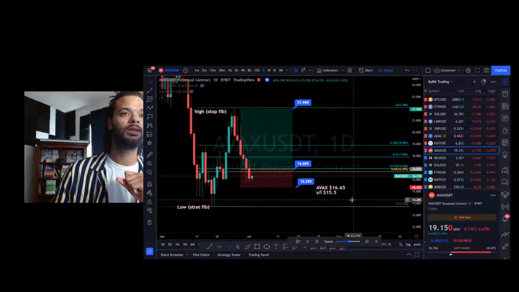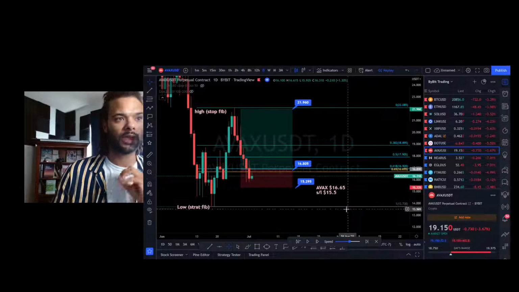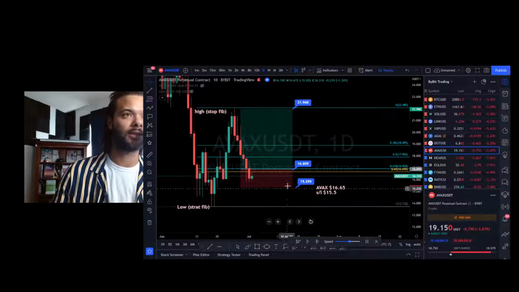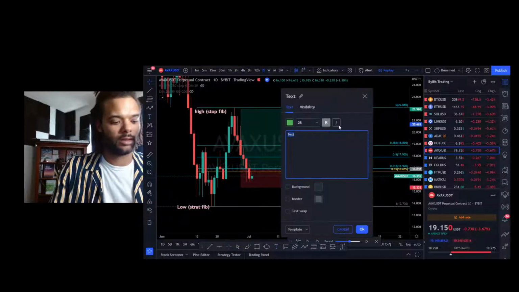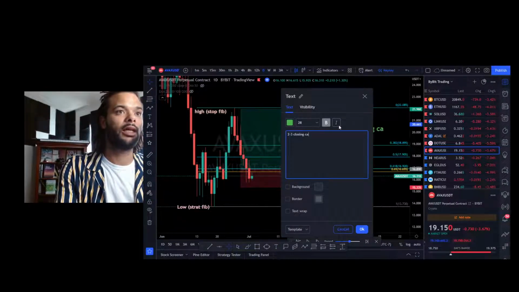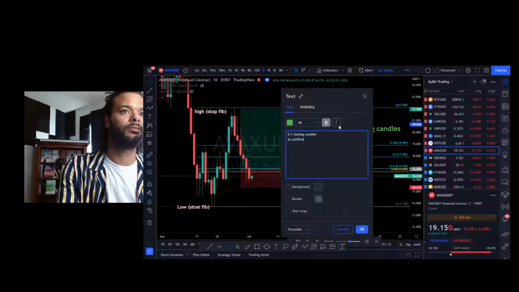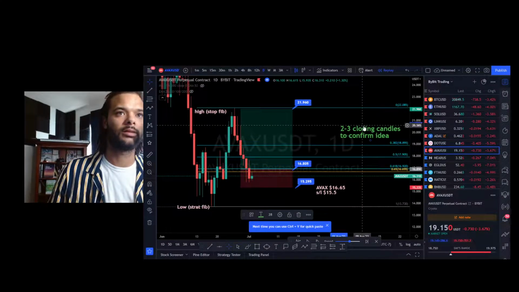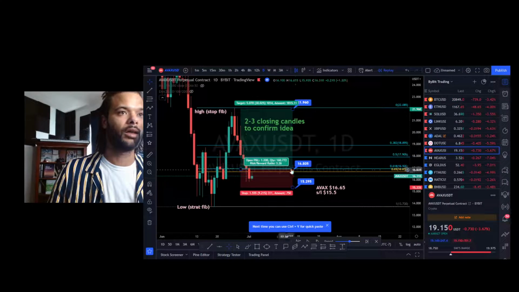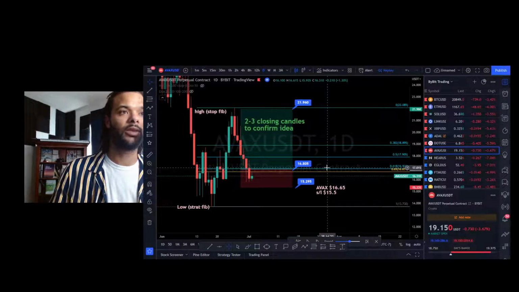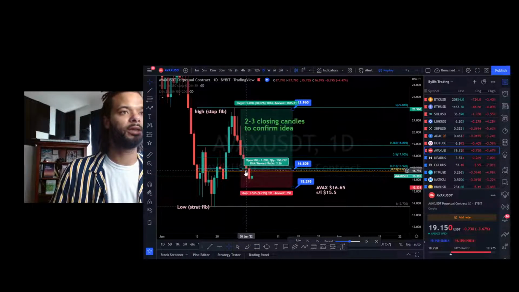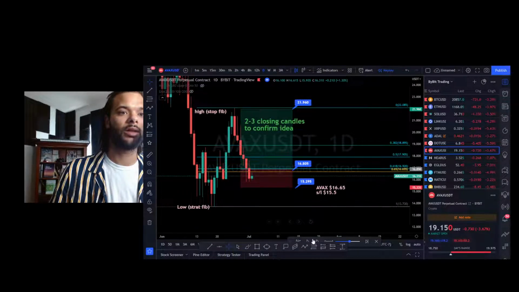Also, you usually want to see 2 to 3 closing candles to confirm your thesis, right? So let me write that out here. 2 to 3 closing candles to confirm idea or thesis. So if our idea was to go long at the 0.618, we get one candle, doesn't close above it, but let's go ahead and just count that as one. We get another candle right here. We get another candle right here, that's 2. And are we going to get 3 or more? Let's play it and watch.